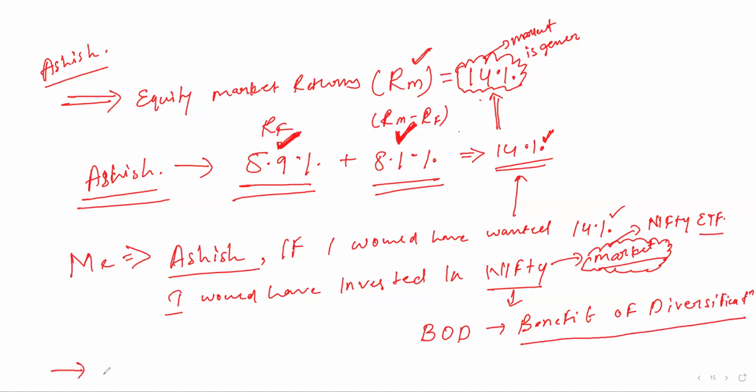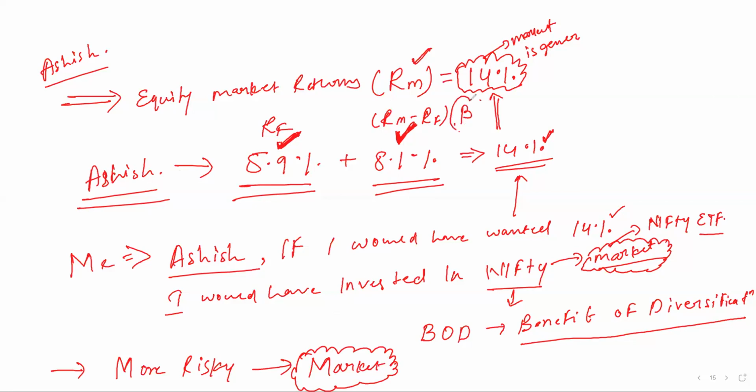Ignoring that, I am investing in your company, which seems to be more risky than the overall market. So if I am taking more risk as compared to the overall market, I should get more return as well. So this RM minus RF component will be multiplied by beta to incorporate that riskiness.